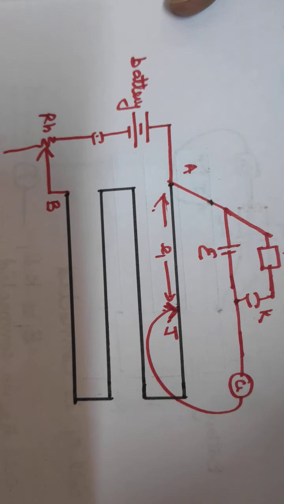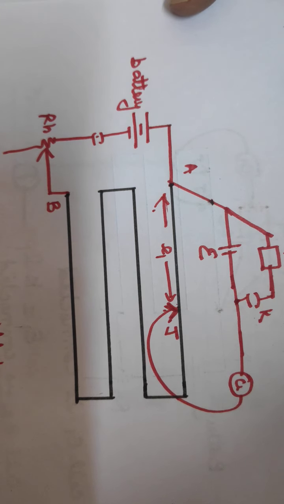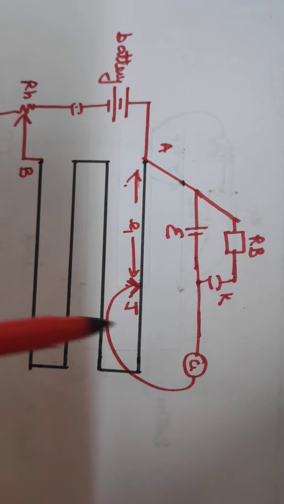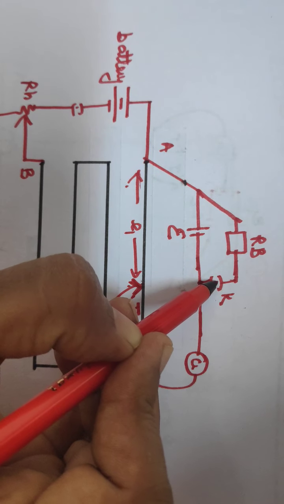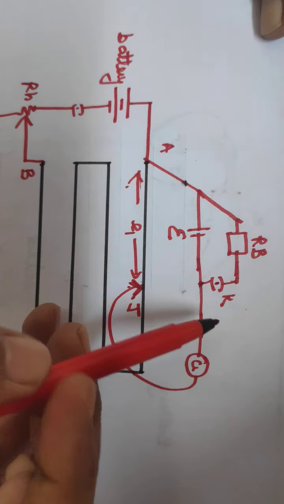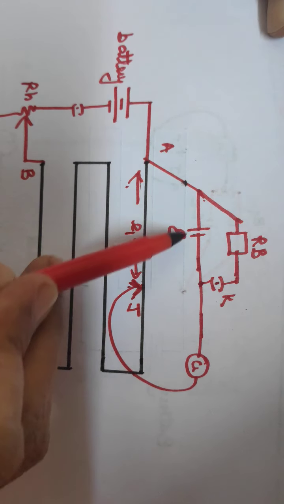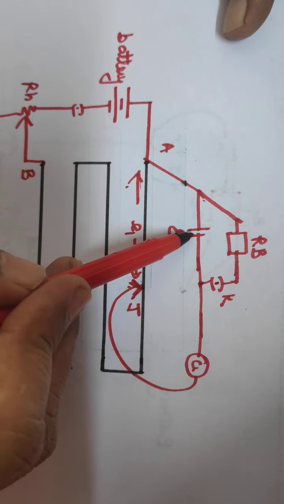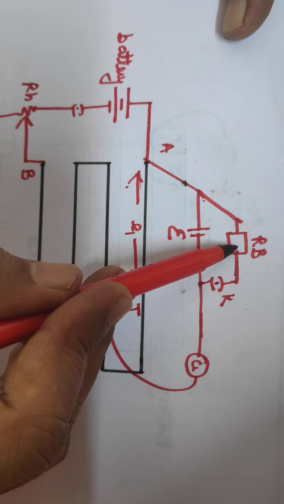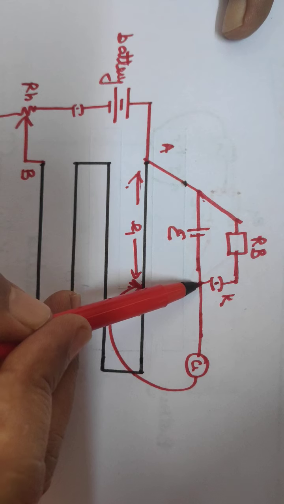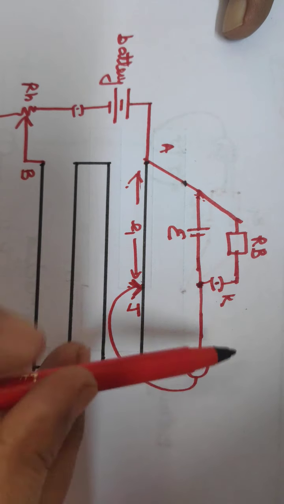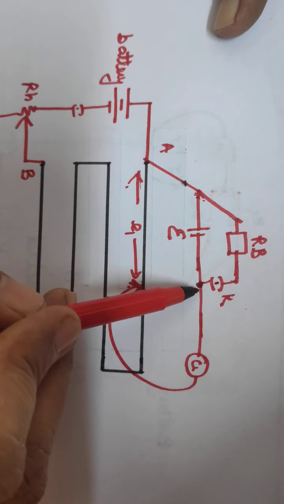E equal to K L1. Now what we do, again we keep this key closed. Now when we close this, this resistance box is also connected with the cell. When the cell is connected with resistance, we can now measure the terminal potential difference across the ends of this. Now the potential is decreased, this is now the terminal potential difference.